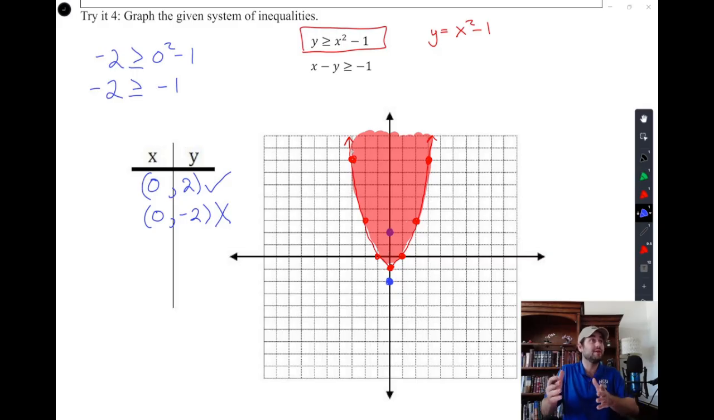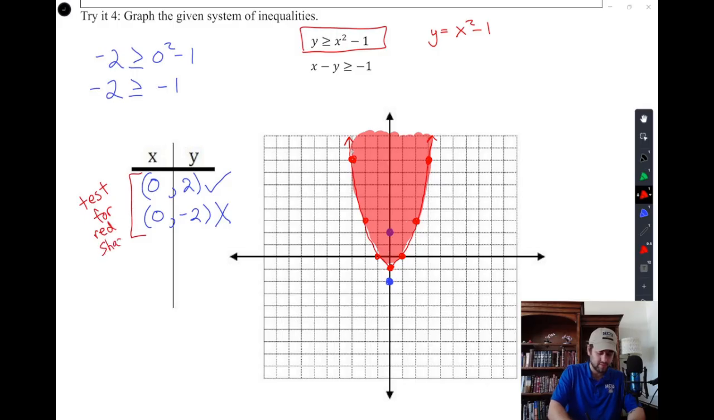So I use those blue points to test for the red shaded area. Test for red shading. Okay, let's change colors and we'll go with green this time. Oh, that's still red. We'll go with green this time.